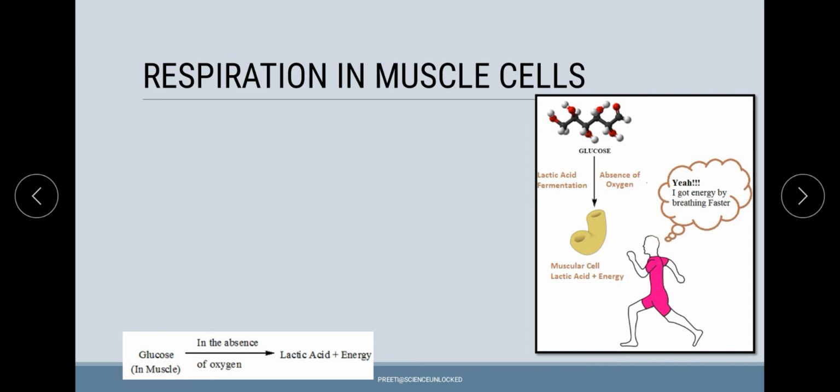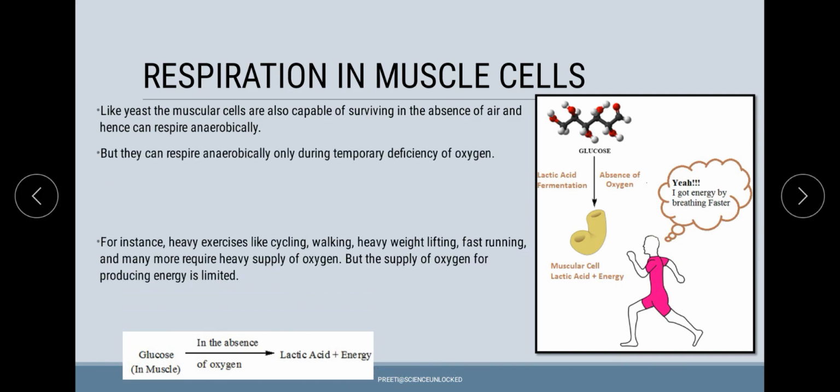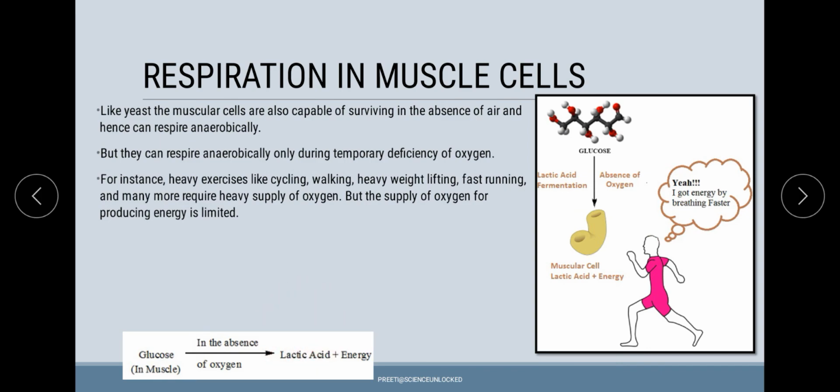So as a result, the muscles start performing the process of respiration in absence of oxygen. Normally the muscles are made in such a manner inside the body that they perform respiration aerobically, that means in presence of oxygen, but now they will respire anaerobically. So over here there will be a modification in the final product, which will be lactic acid. We will get the energy, but the add-on product will be lactic acid.